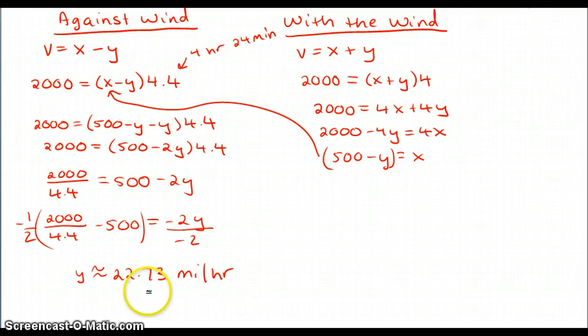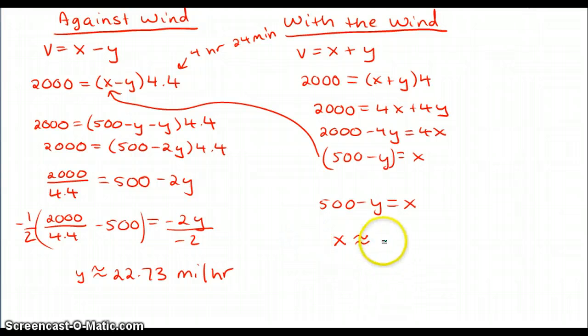Okay, once I get that approximate answer, I'm going to leave it in my calculator and I'm going to plug it in over here. 500 minus y is equal to x, and I'm going to get x is approximately 477.27 miles per hour. These are our two speeds, and we're done.